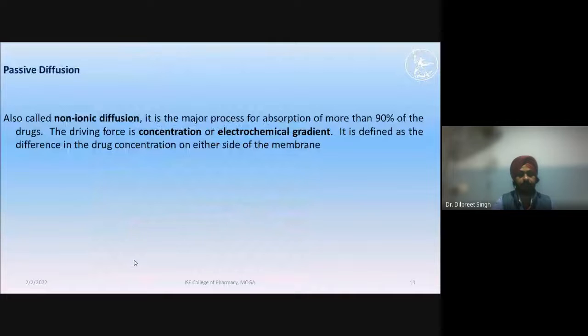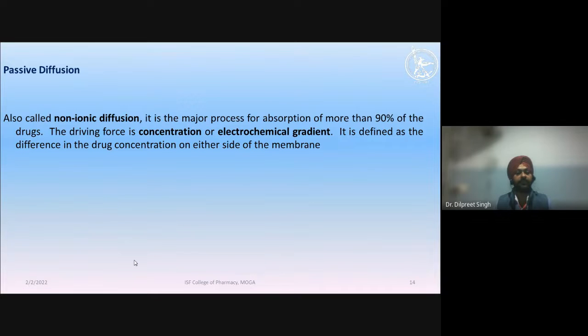So passive diffusion is also known as non-ionic diffusion. It is the major process of absorption of more than 90% of the drugs. The driving force is the concentration or electrochemical gradient. It is defined as the difference in the drug concentration on either side of the membrane, depending upon whether the electrochemical gradient is produced outside the membrane or inside the membrane.